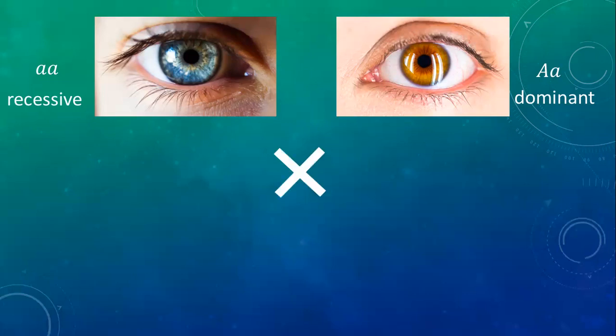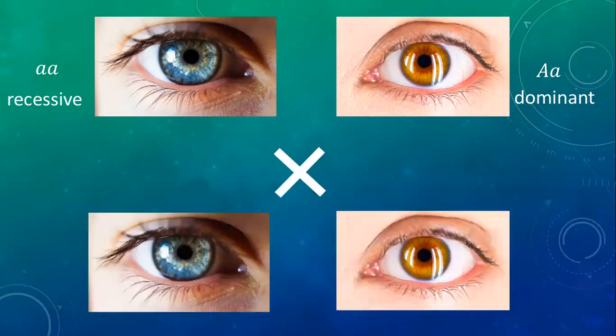So there's basically a 50% chance for a child with a blue eye color and a child with a brown eye color. So it's really not that surprising that if a brown-eyed person and a blue-eyed person have a child, the child has blue eyes as well.